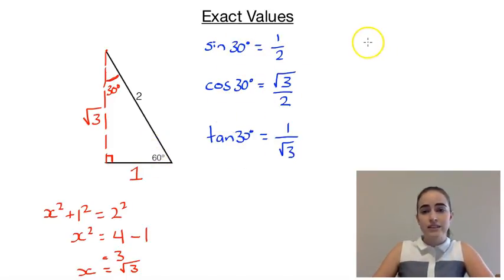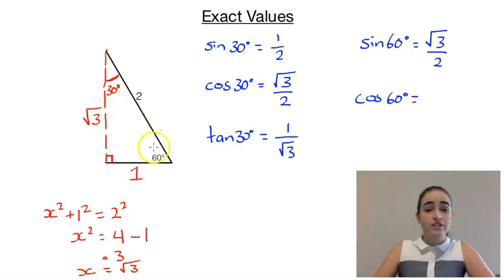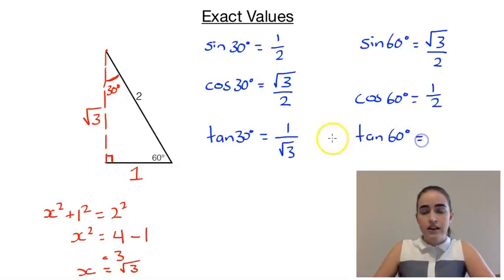Now let's have a look at this 60. Sine of 60 degrees is equal to the opposite over the hypotenuse, so root 3 over 2. Cos of 60 degrees is equal to the adjacent over the hypotenuse, so that's 1 over 2. And tan of 60 degrees is equal to opposite over adjacent. From this 60, opposite is root 3 over 1, but root 3 over 1 is just going to be root 3. So we've got sine, cos and tan of 30 degrees and sine, cos and tan of 60 degrees.